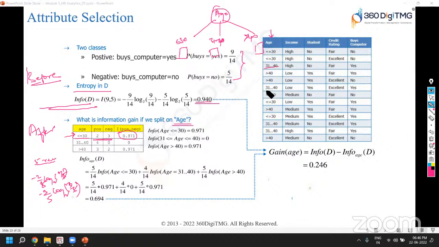Now, when you talk about 31 to 40, 1, 2, 3, 4, right? 4 records are there, and you can see all the 4 records belong to the yes class only. So there is no variation. This is a pure region case. So we will get minus 4/4 log base 2 of 4/4 minus 0/4 into log 0. This is minus log base 2 of 1, and log 1 is equal to 0. So we can clearly see that the entropy here is 0.